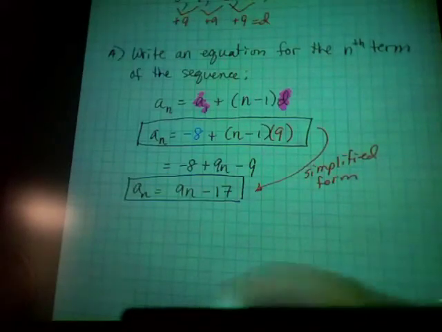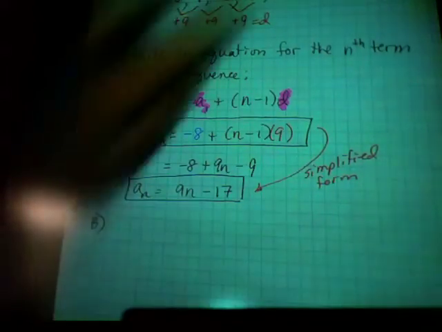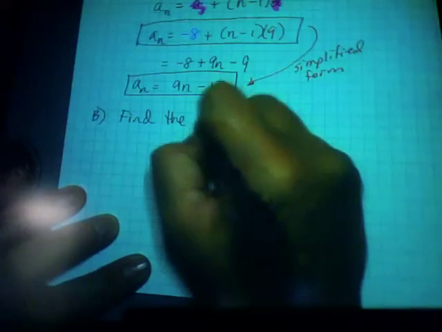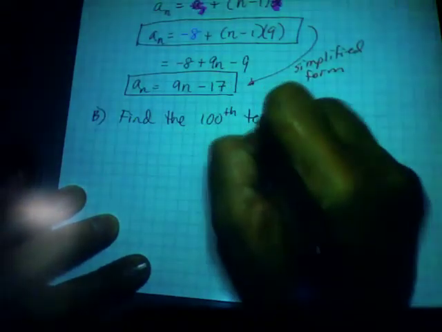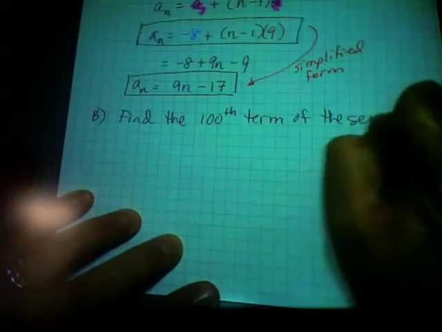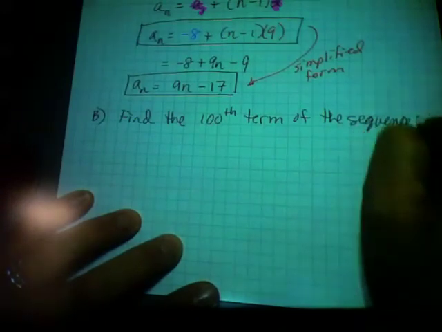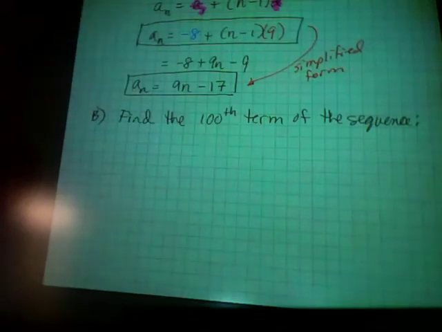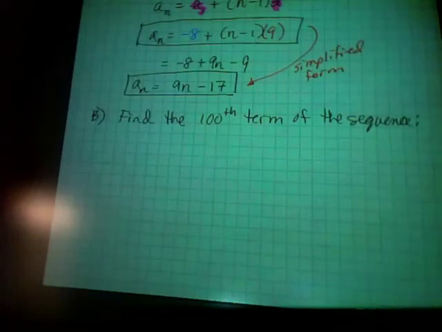All right, so the second part to this and the last part is going to be find the 100th term of the sequence. You use whichever equation you want to use of these two. I don't care which. I'll use the first one only because some people are more comfortable with that. But you can use the second one, you should get the same answer. So find your 100th term.